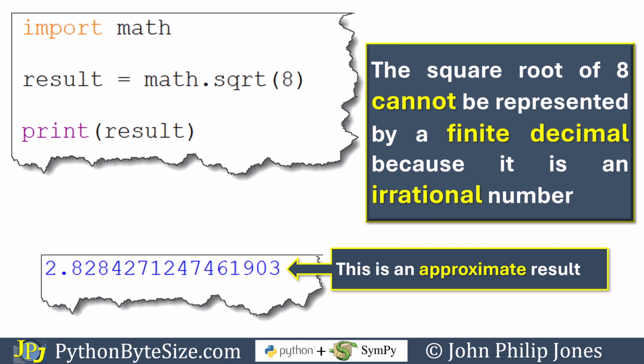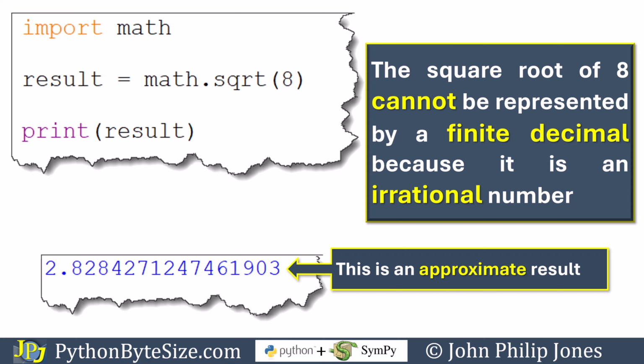And the reason being is the square root of 8 cannot be represented by a finite decimal because it is an irrational number. Now, at this point, if you're unsure what we mean by an irrational number, it might be a good idea to do a little bit of work on it yourself. But it essentially means you cannot write down an accurate number to represent it.